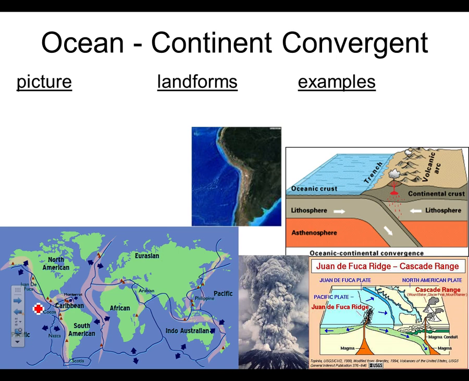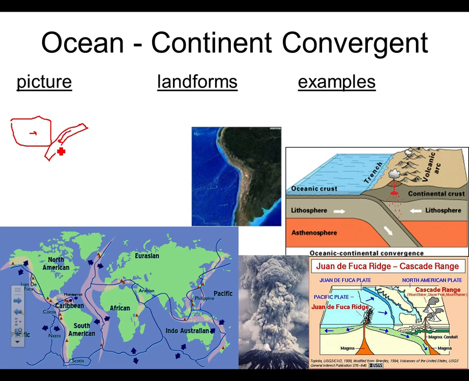That's it for the continent-continent. Now we're talking about ocean-continent convergent. So now we have a thin ocean plate hitting a thick continental plate. So I'm going to draw something like my thick continental plate. My thin ocean plate is going to dive underneath it because remember, it's more dense. My thin ocean plate is diving underneath my thick continental plate.